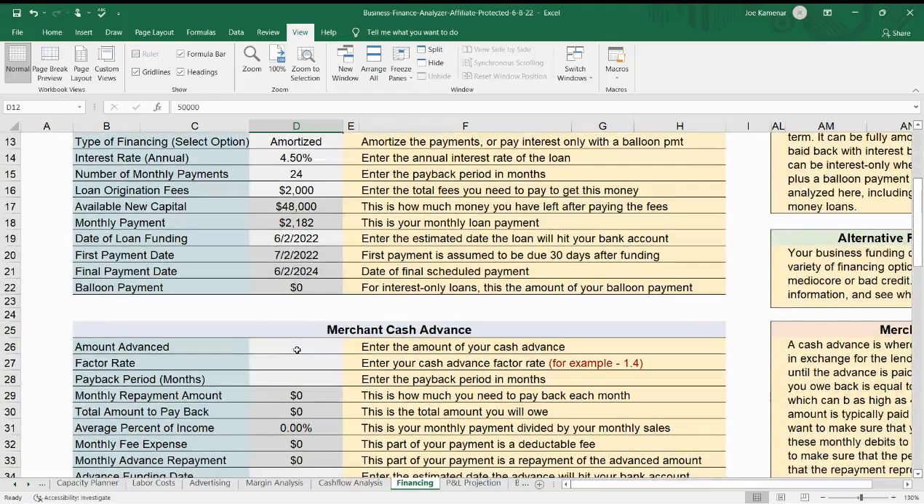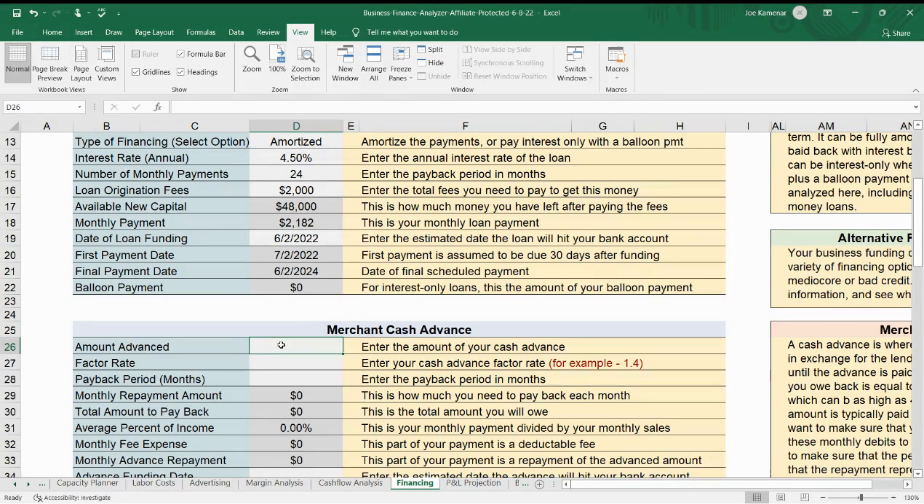Merchant cash advance. The merchant cash advance, or just a cash advance, is where the lender advances you money. It's not considered a loan. It's an advance against receivables. So they'll garnish your business income at whatever rate or dollar amount was agreed upon to pay it back.